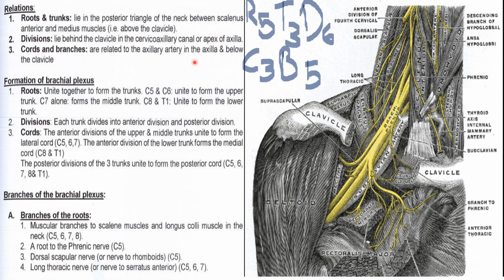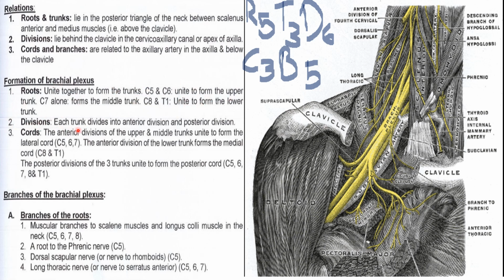So you can try to remember it like this, okay? The upper trunk is made up of 5, 6. The middle is just 7. And then the lower is going to take the two that are left. After 7, what is left? 8 and 1, okay? T1. So that's how you can understand the roots and try to remember them.